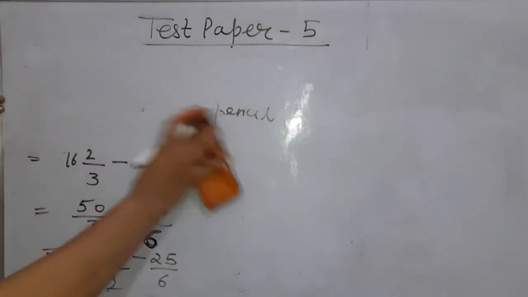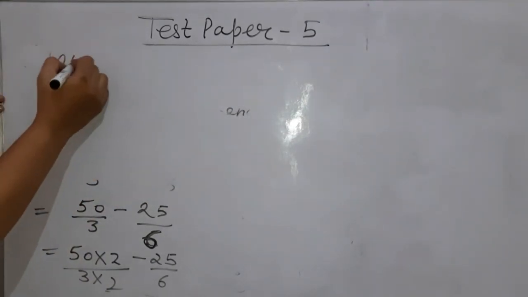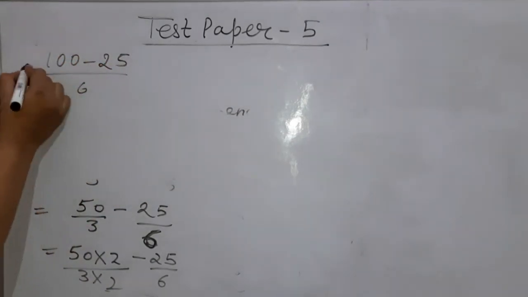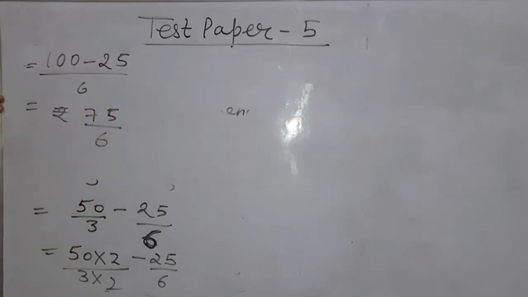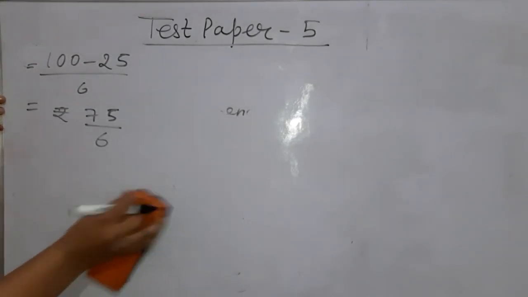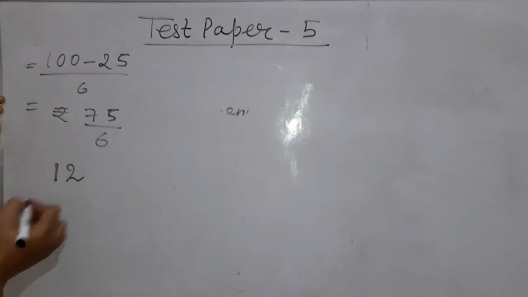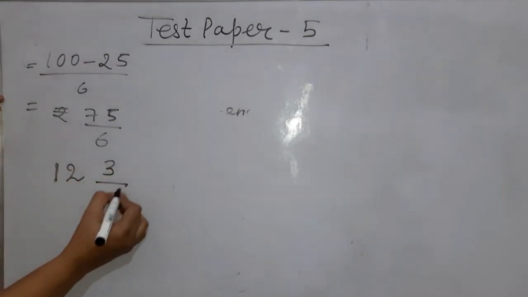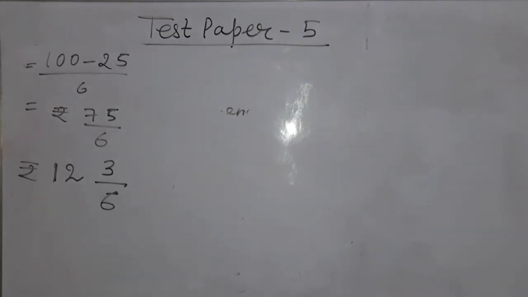Let me rub this in order to write the next steps of this question. So 100 minus 25 upon 6 is equal to rupees 75 upon 6. Now we have to convert this into a mixed fraction as it is an improper fraction. So 6 ones are 6, 6 twos are 12. So it will be rupees 12 whole and 3 upon 6.